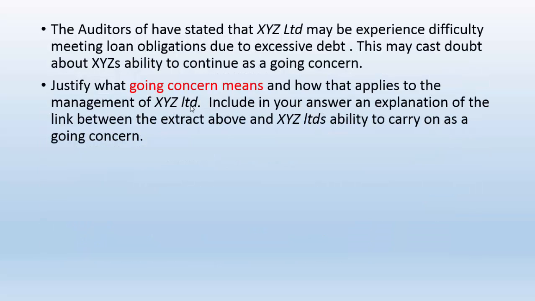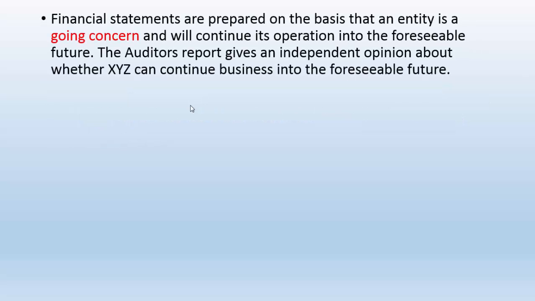Now, the auditors in the same statements have said that XYZ may experience some difficulty meeting loan obligations due to excessive debt. This may cast doubt on their ability to continue as a going concern. So justify what going concern means and how that applies to the management of XYZ, and include in your answer an explanation of the link between the extract above and XYZ's ability to carry on as a going concern. So let's start.